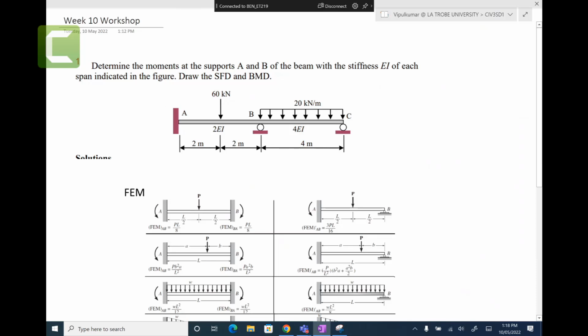To give a comment. Now, the question is determining the moment at the support A. We need to find the reaction moment at B, we need to find the reactions, the vertical reaction here, of the beam with a stiffness EI. So you have 2 EI, 4 EI. For each span indicated in the figure, draw the shear force diagram and bending moment diagram.